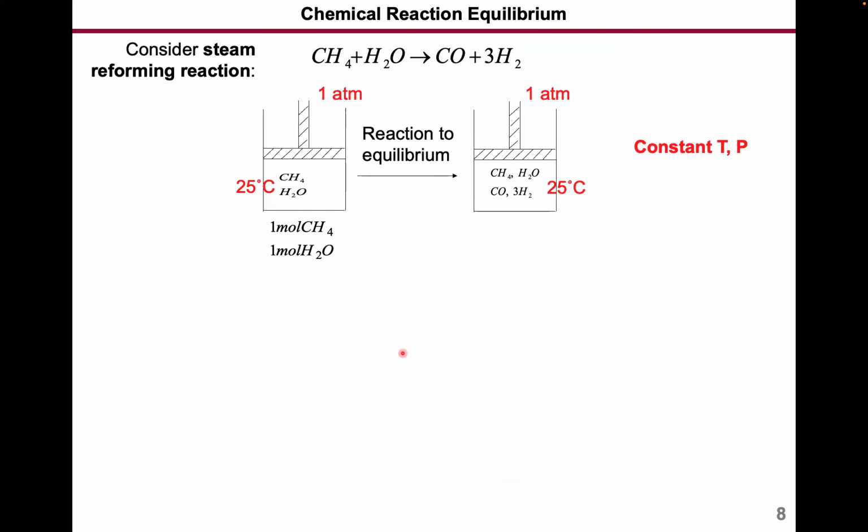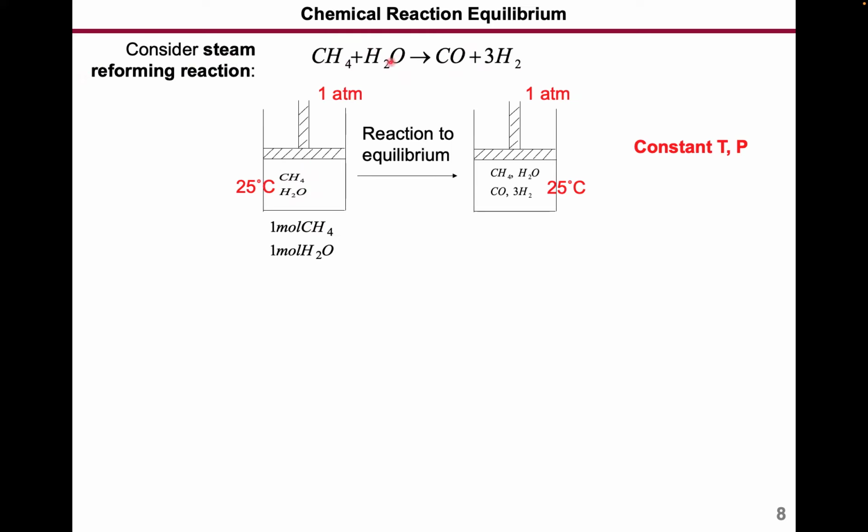All right, now we want to analyze chemical reaction equilibrium, right? So for a particular reaction, let's say you have this piston. Inside this piston, you charge your reactants into this reactor, okay? And let's say your initial temperature is 25 degrees C, and you charge your reactants, which contain methane and water, right? This particular reaction is called the steam reforming reaction.